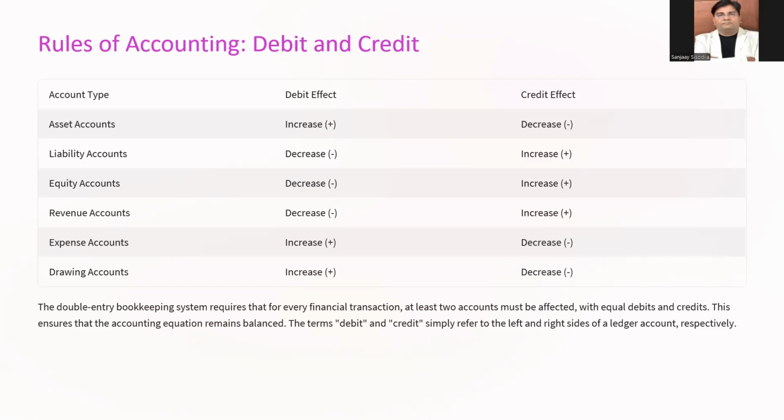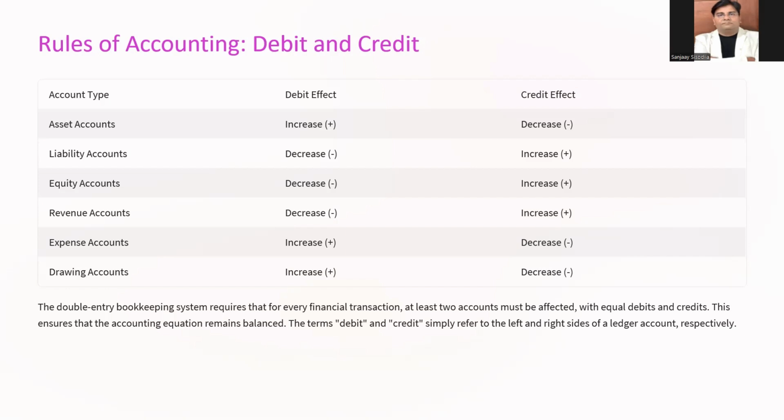In the double entry bookkeeping system, it is required that for every financial transaction, at least 2 accounts must be affected. And when those 2 accounts are affected, the total of the debit side and credit side should always be equal. This ensures that the accounting equation remains balanced. The terms debit and credit simply refer to the left side and right side of a ledger account respectively.